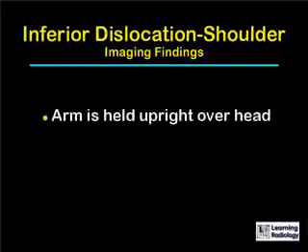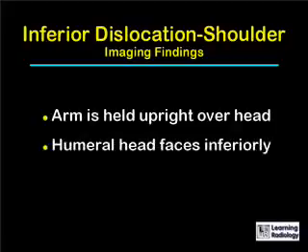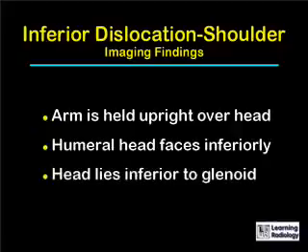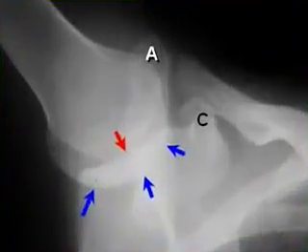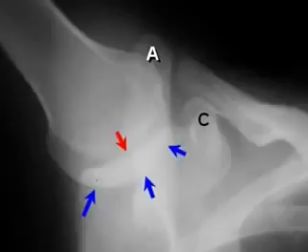The imaging findings include an arm which is held upright about 45 degrees over the head, and the humeral head faces inferiorly. The head will lie inferior to the glenoid. And this is an example of an inferior dislocation. The blue arrows are pointing to the articular surface of the humeral head, which is pointing inferiorly. The red arrow is pointing to the glenoid. You can see that the head lies inferior to the glenoid. The C is the coracoid process, the A, the acromion. You'll notice that the arm is held at about a 45-degree angle upward.